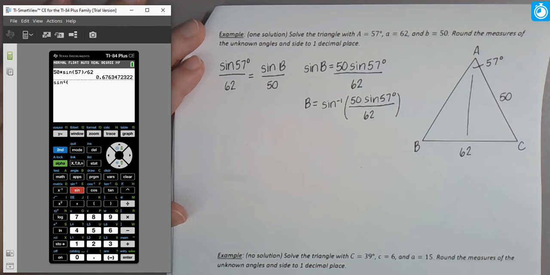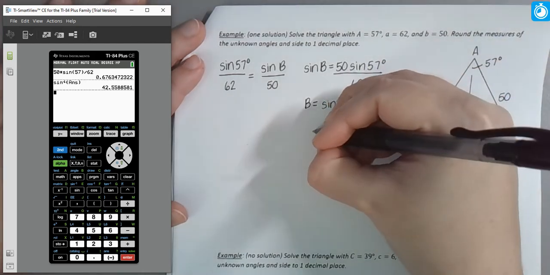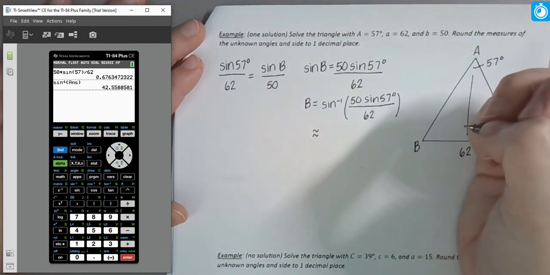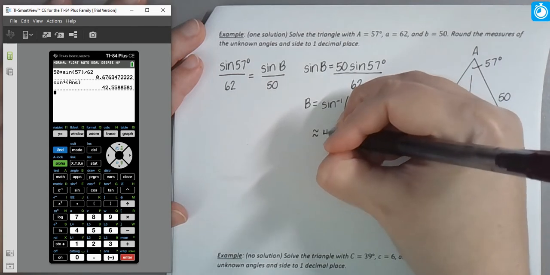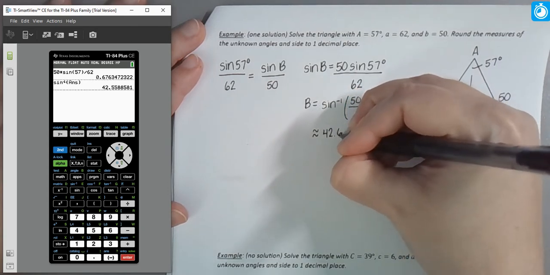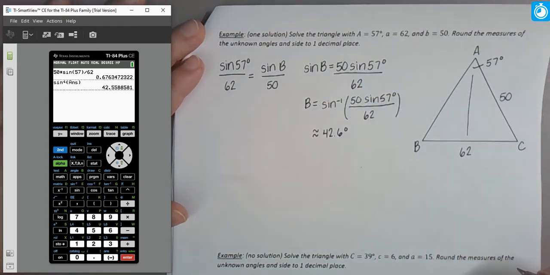So I'm going to copy that answer from the previous line. So second and negative copies the answer. And then I hit enter to evaluate. And so that's going to give me, to one decimal place, approximately 42.6. And now we're talking about degrees.